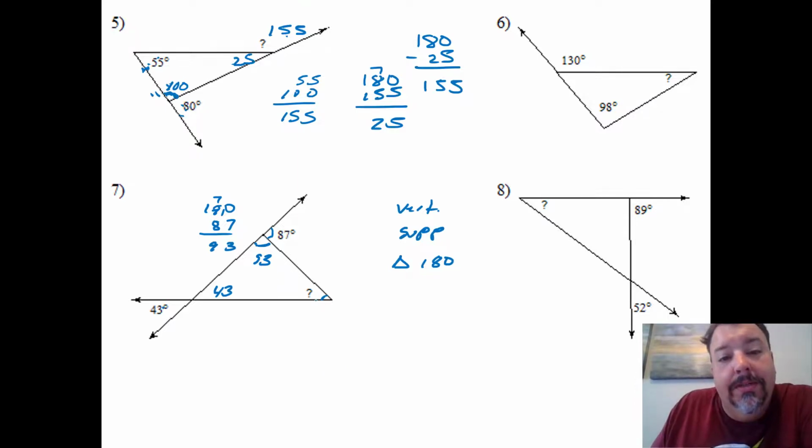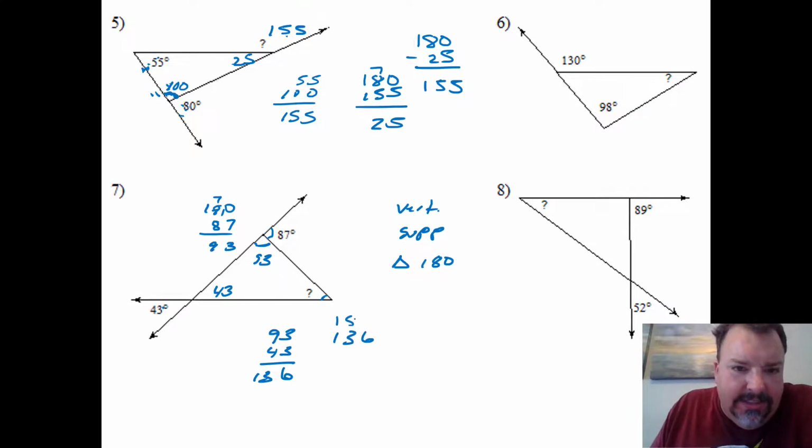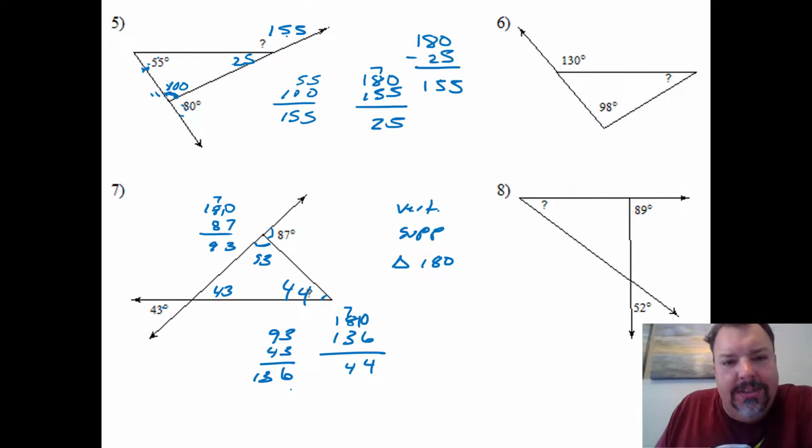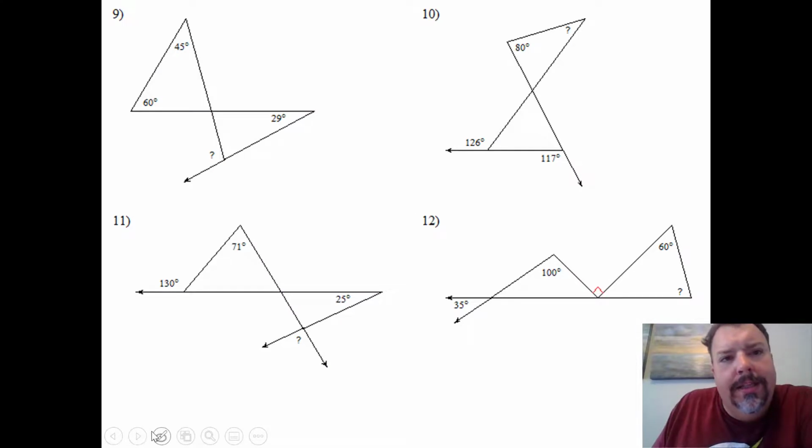Now I know two angles, so I can find the third angle in the triangle. 93 plus 43 adds up to 136. And I subtract from 180, and that should come out to 44. So that angle looks like it's going to be 44 degrees. And that seems to make sense with the picture, and I can check: 44 plus 43 plus 93 adds up to 180. These pictures are a little bit more complicated, but you do the same thing with them.